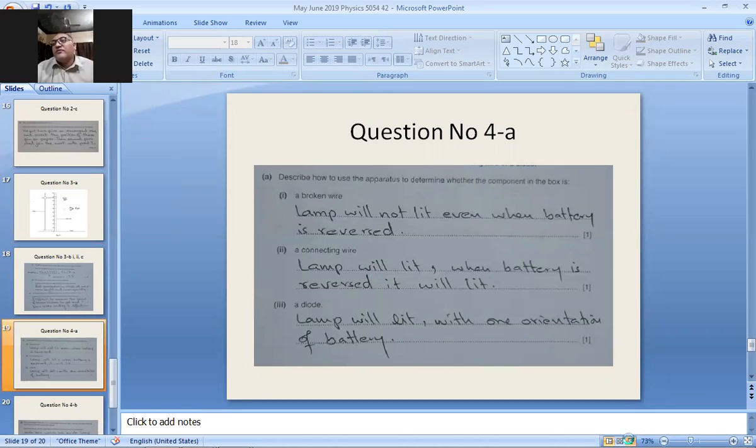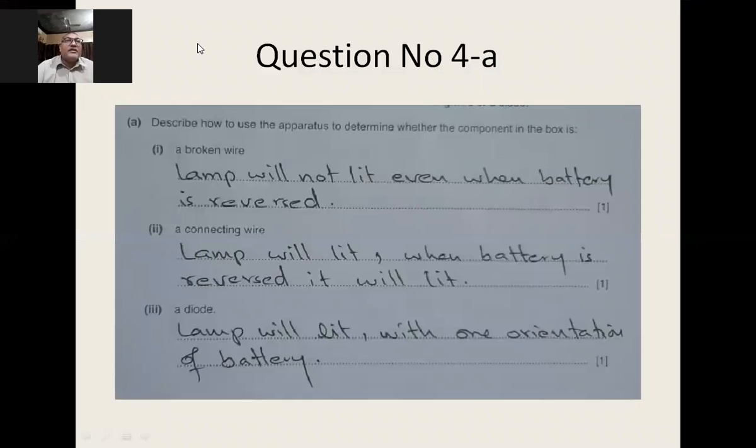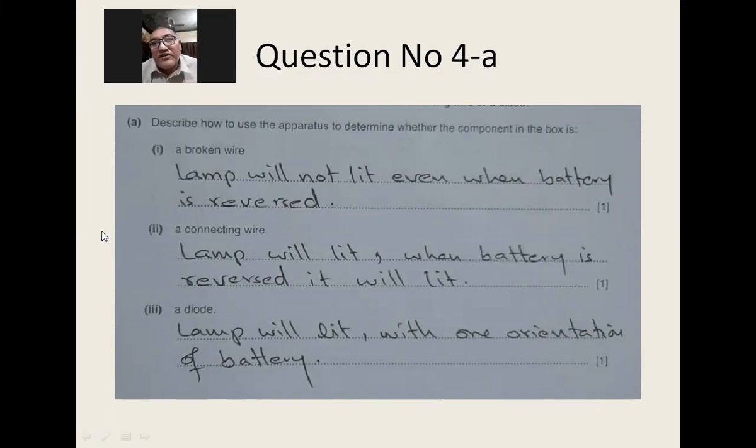Okay, so for question number 4, on your screen my answers are coming up. Their first question was, describe how to use the apparatus to determine whether the component in the box is a broken wire. The lamp will not be lit even when the battery is reversed. A connecting wire: the lamp will be lit, and when you reverse the battery, it will still be lit. If there is a diode, the lamp will be lit with one orientation of the battery. When you make the other orientation of the battery, the diode will not let the current flow through it, so the lamp will be switched off.